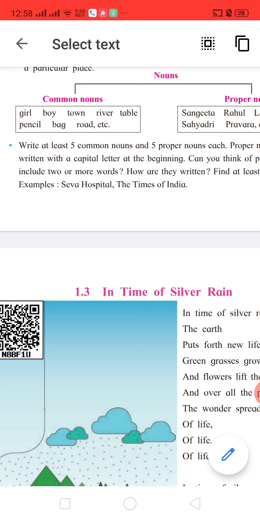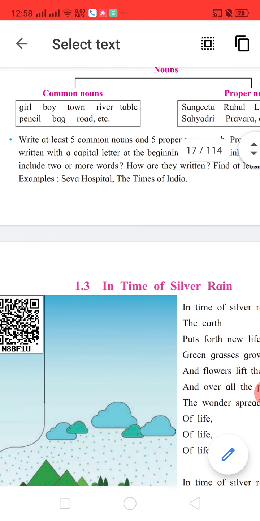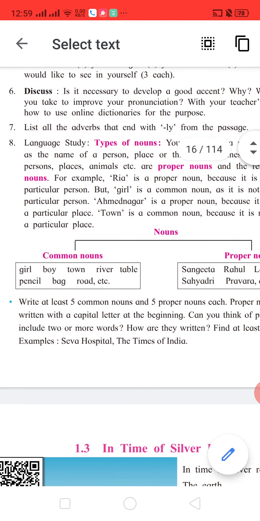The Times of India. This is the name of a newspaper, only one particular newspaper's name. So here all the words' first letters are capital. Now children, you have to find out at least 5 proper nouns which are in 2 or more than 2 words and write them down. Thank you.